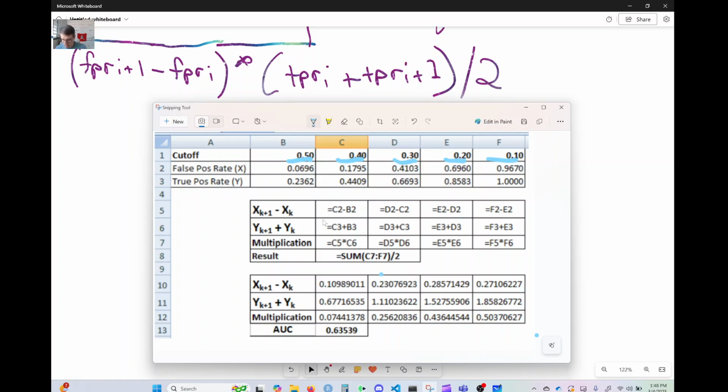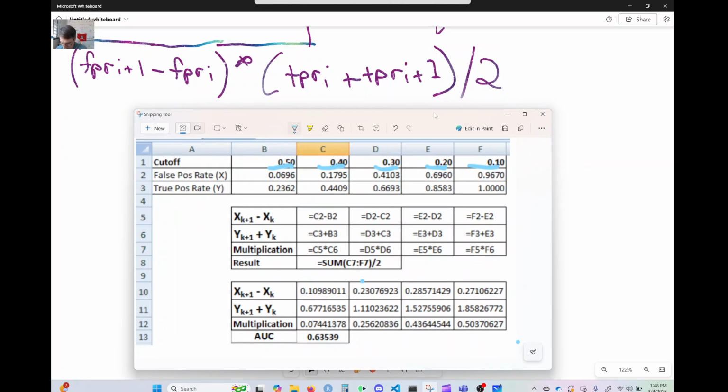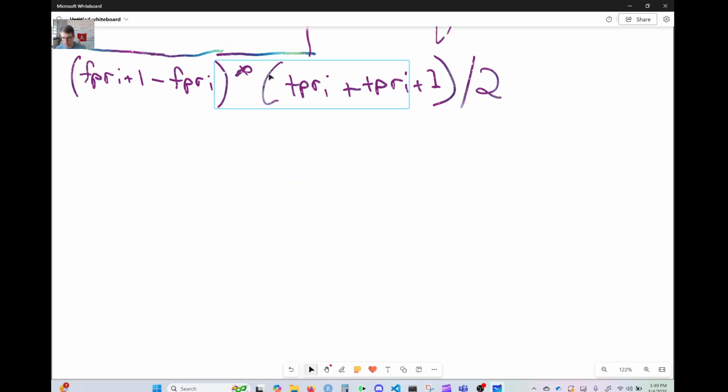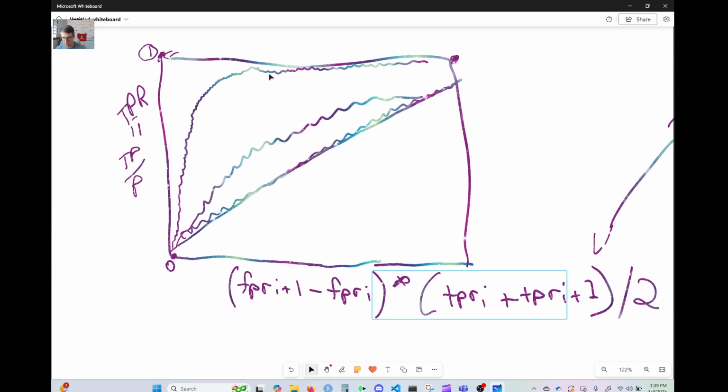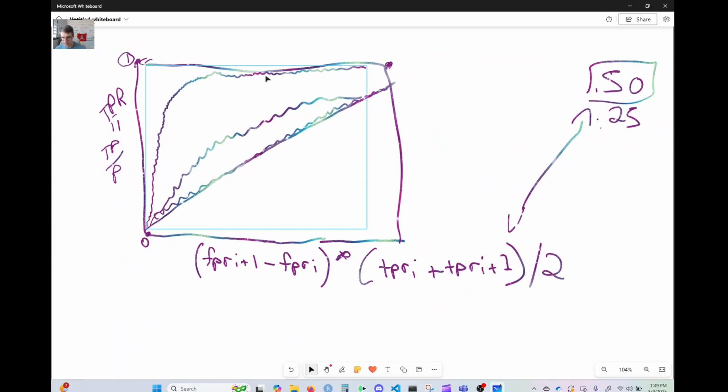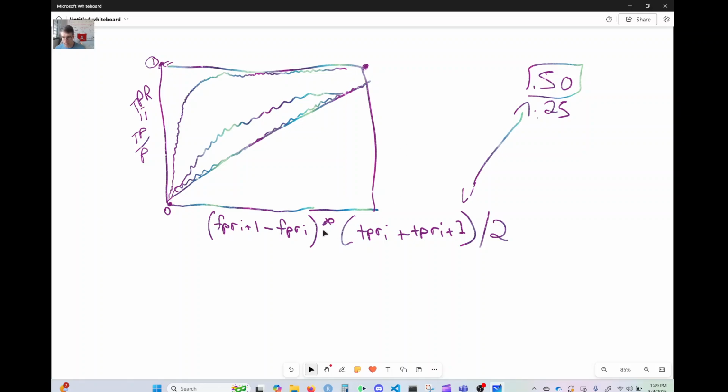So again, not too complicated, you just have to understand exactly how that math is working, and that associates with our area under the curve. It uses that geometric equation to do that, but instead of the x's and the y's, it just uses our false positive and true positive rate numbers, because that's what we use in order to generate this curve. Okay, I hope that helps.